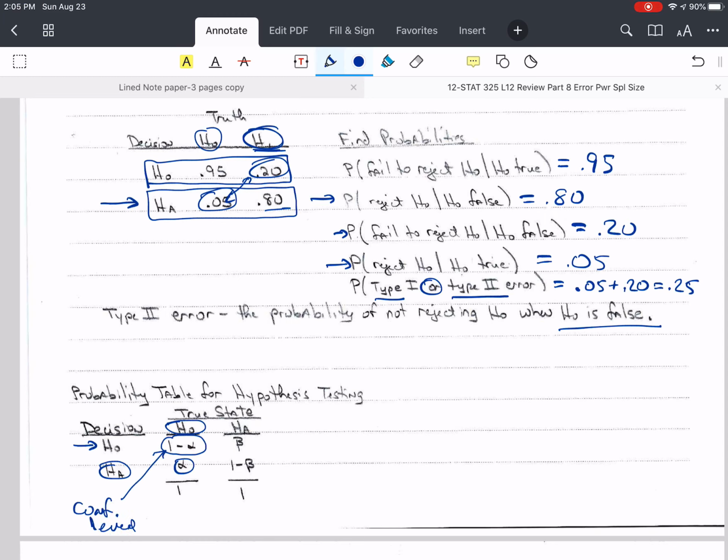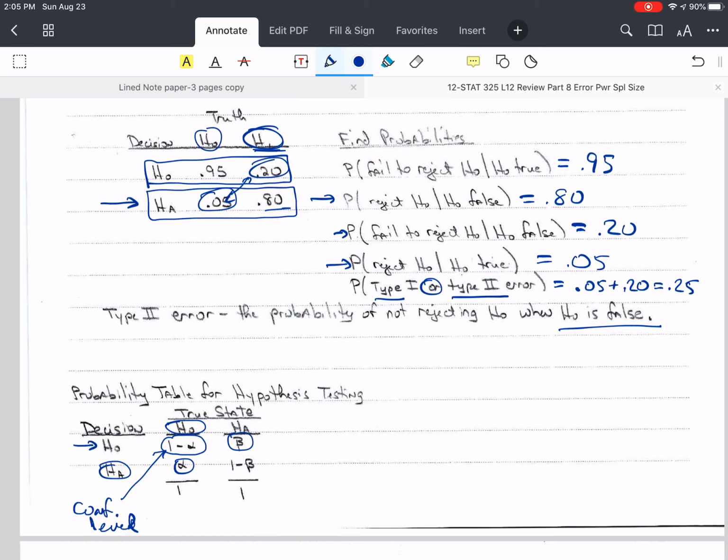So this is the same as our confidence level here. And the type 2 error is beta. So we use beta for type 2 error. And that'll be a little confusing later because we're going to use beta in the next chapter for some parameters. But when we're talking about error, beta is a type 2 error.